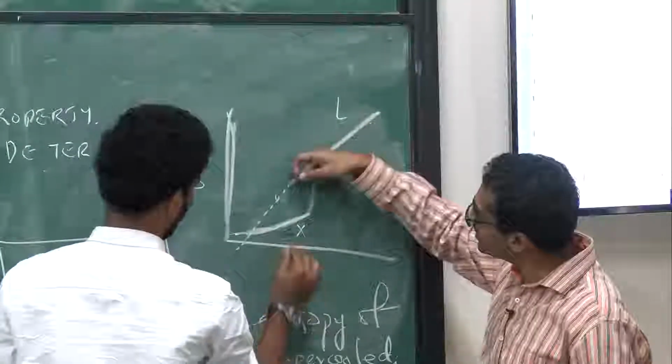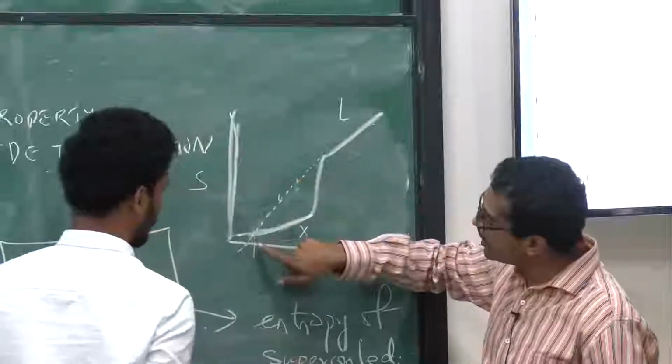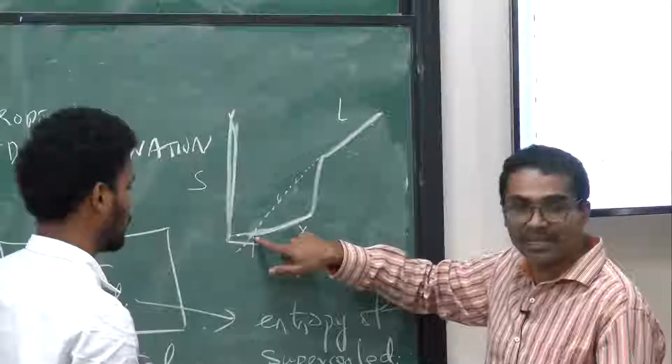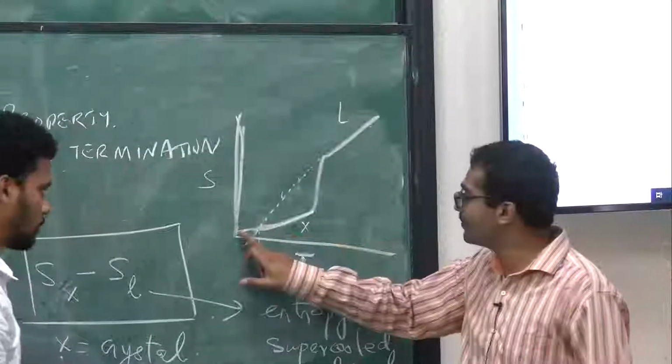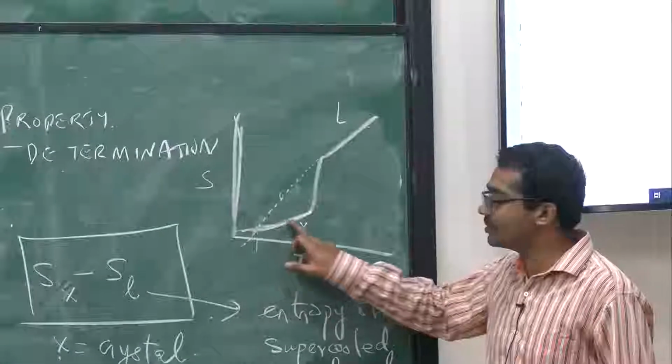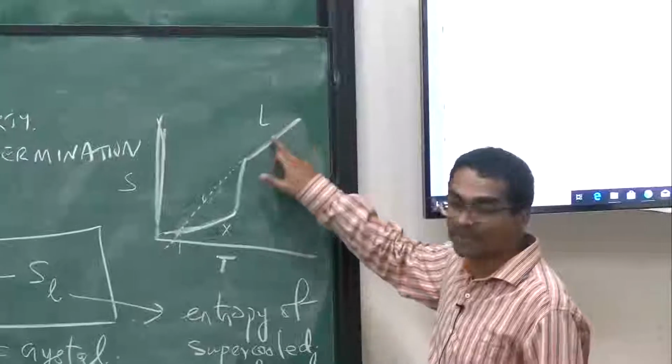I would actually have this continuing to go down, and at this particular point and beyond, the entropy associated with the liquid becomes less than the entropy associated with the solid. Did you see that? So, this is a solid. The solid entropy changes with respect to temperature like this. The liquid entropy changes with respect to temperature like this.